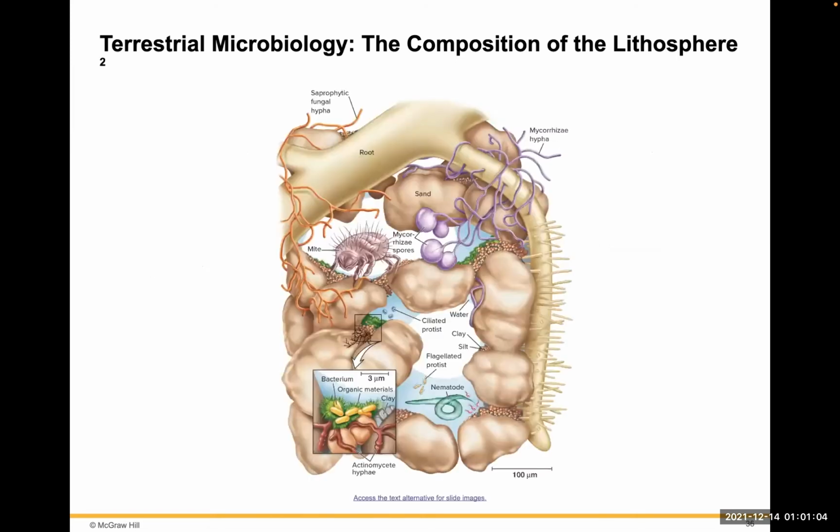Okay, you can see the soil here is a plant root. You can see the sand and the dirt around it, the water molecules around it, clay, silt, and all that. And you see the mycorrhiza hyphae, which goes around the root. Okay, you get fungi that goes around it. Mycorrhiza spores are fungi that allow nitrogen fixation to be associated with the roots of a plant.